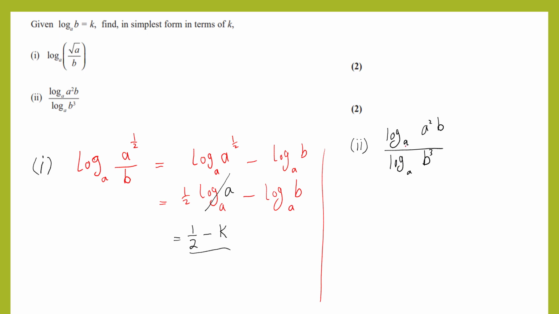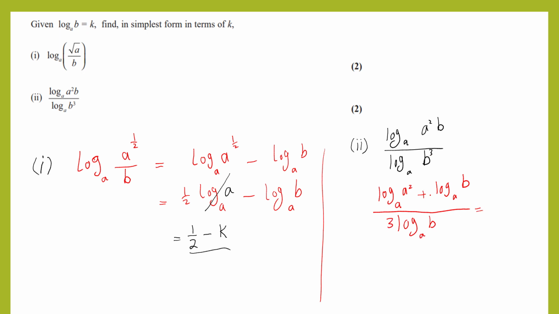In part II, we have log a squared b to the base a over log b to the power 3 over the base a. So what we'll do is we're going to work on the numerator first. It will be log a squared to the base a plus log b to the base a, because we have two variables that multiply each other, so we split them, all over log b. This 3 will be out, base a.